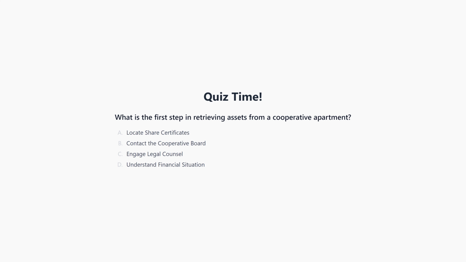Let's take a pause for a quick quiz. What is the first step in retrieving assets from a cooperative apartment? Is it 1. Locate share certificates, 2. Contact the Cooperative Board, 3. Engage legal counsel, or 4. Understand the financial situation? You may pause the video now to think about the answer. Here, we will discuss the answer in the next section of the video.